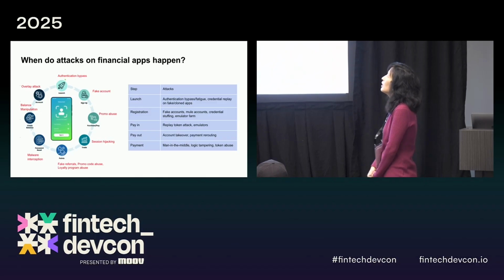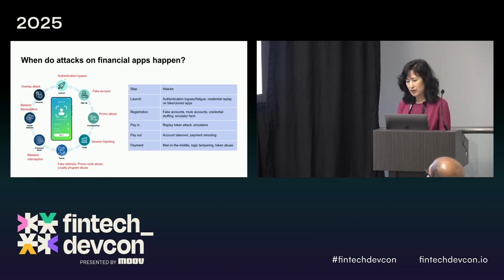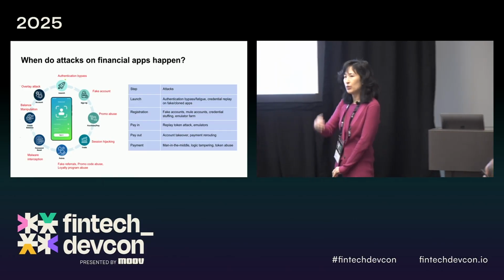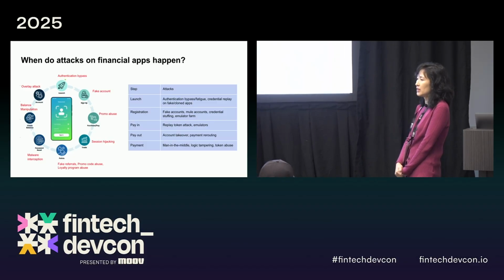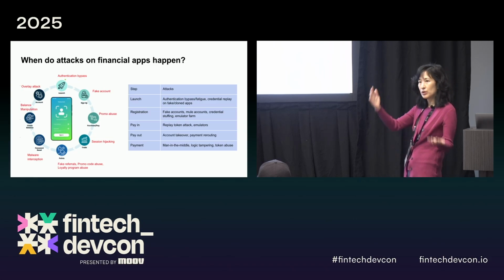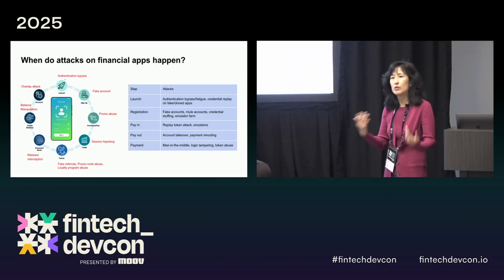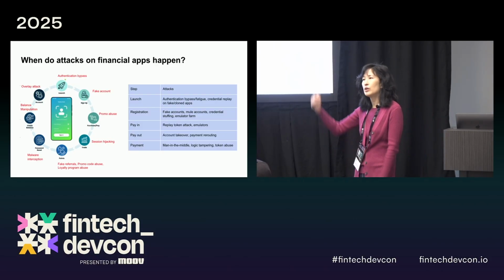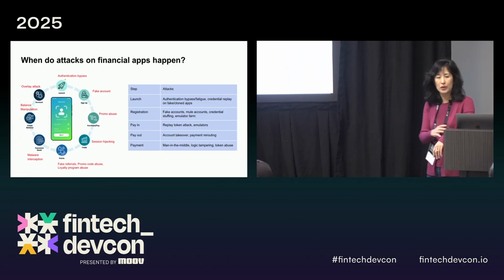So at launch, there are authentication bypass techniques that are used, like we talked about. There is oftentimes authentication fatigue. The one-time password can be intercepted. There's credential replay. During registration, fake accounts can be easily created. I'll show you an example of that. Mule accounts can be created.